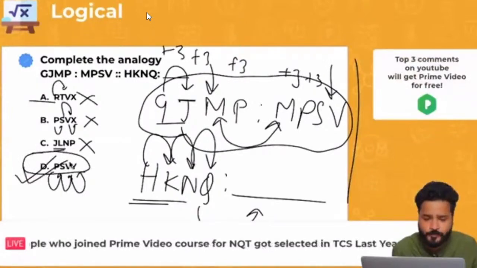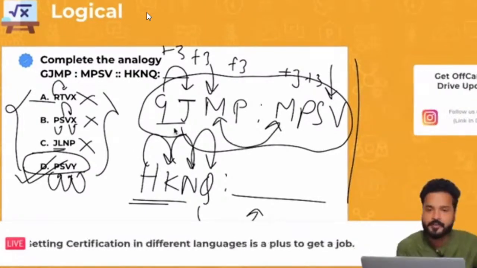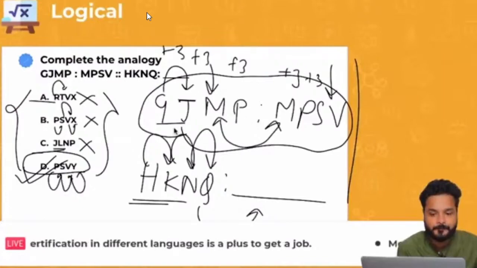So a lot of times you can go through the options as well and hit and trial and find out your answer. So the option number D would definitely be the correct answer for this particular question, right? Moving on to the next question, guys.